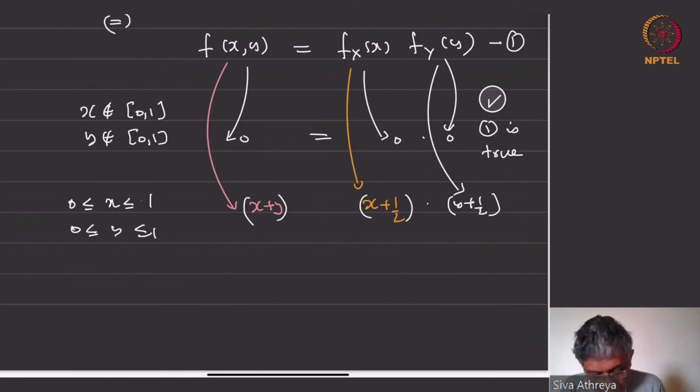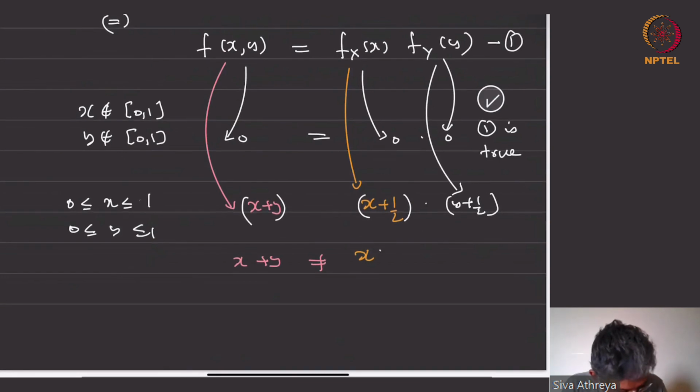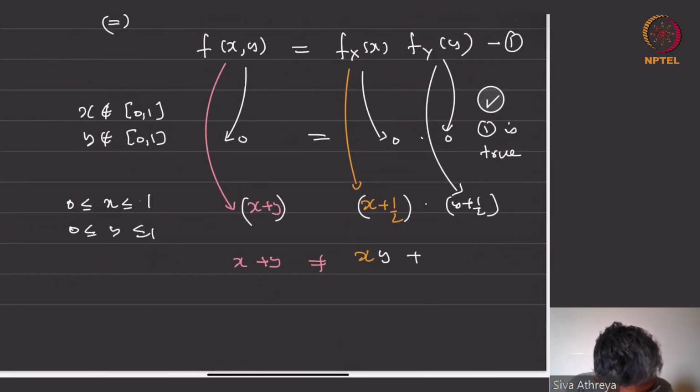But clearly on this side we have x plus y. This is clearly not equal to, on this side, what do I have? I have x times y, plus y by 2, plus x by 2, and plus a quarter. So clearly these two are not equal.